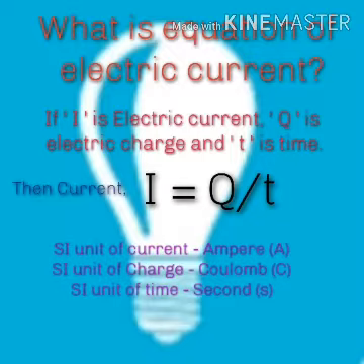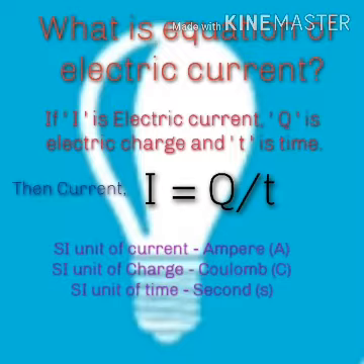I is current, Q is charge, and T is time. SI unit of current is ampere. SI unit of charge is coulomb. SI unit of time is seconds. Equation of electric current is I is equal to Q by T.